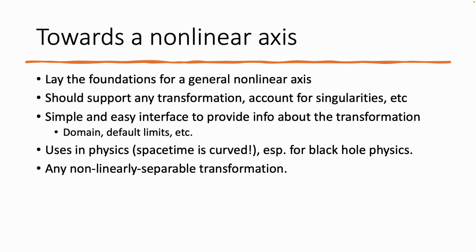Geographic projections can't go beyond negative 180 to 180, negative 90 to 90. Maybe some weird physics projection doesn't go beyond 2 pi, so you could do that. It would have some uses in physics, looking at space-time, and more generally, any transformation which is not linearly separable into separate x and y components. Because that I can do right now with a standard Makie axis, it's fine. That works.